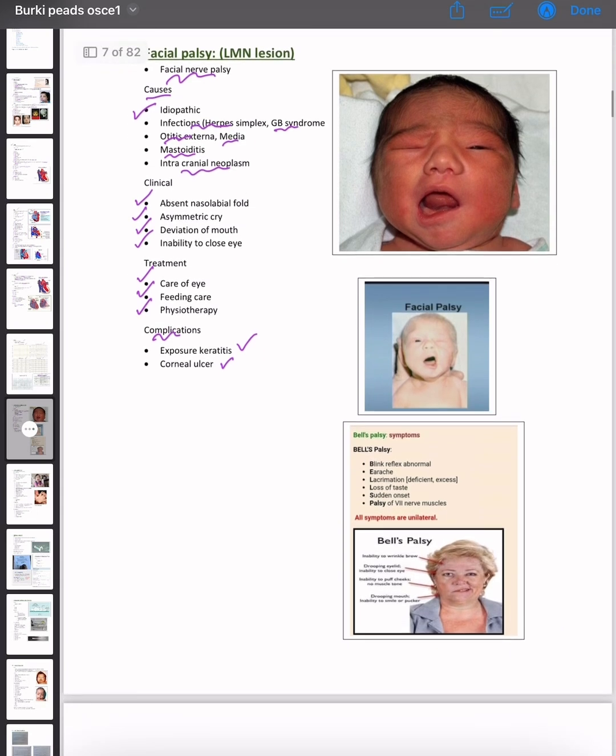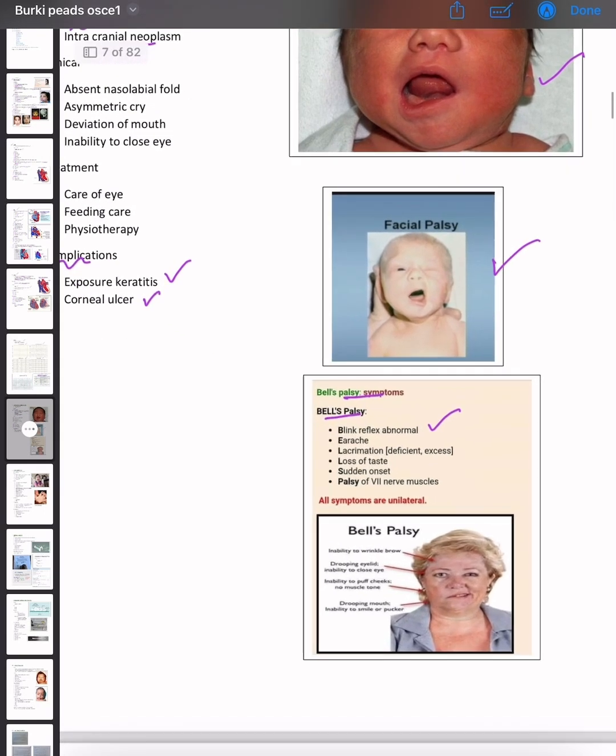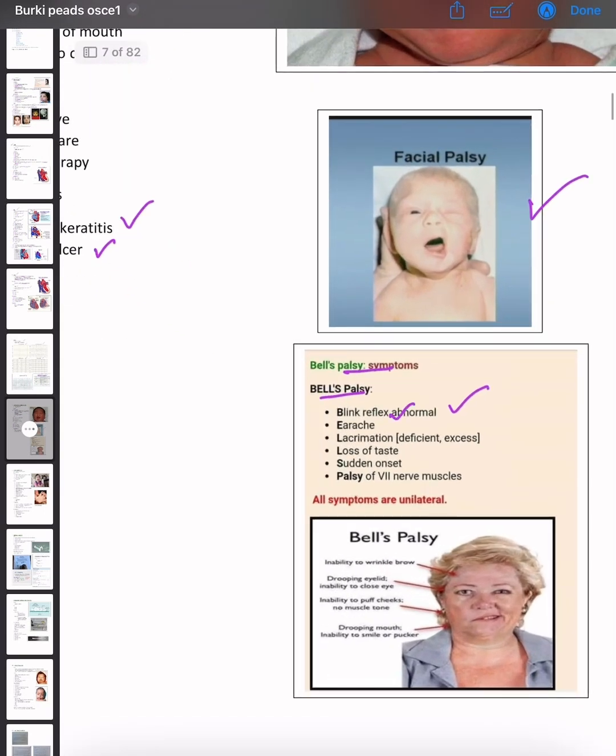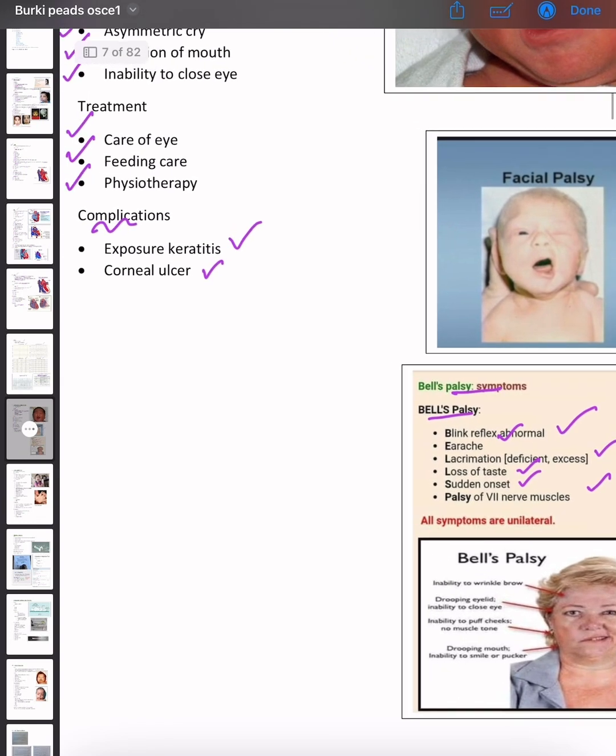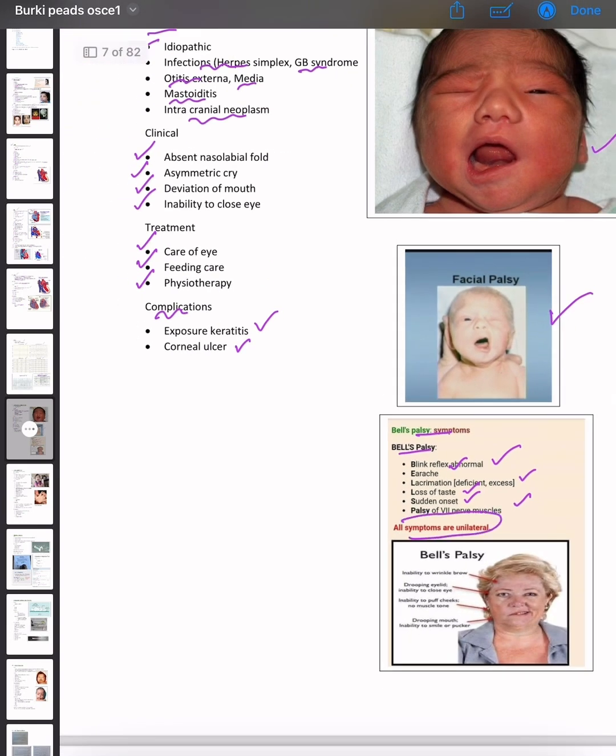These are the pictures that show facial palsy. This is Bell's palsy: abnormal blink reflex, earache, deficient lacrimation, loss of taste, sudden onset, palsy of nerve muscles. All symptoms are unilateral, on one side of the face.